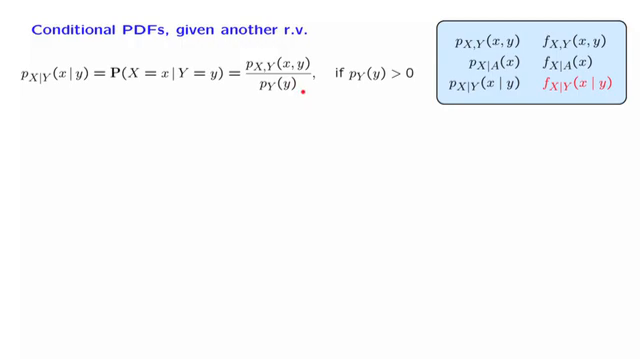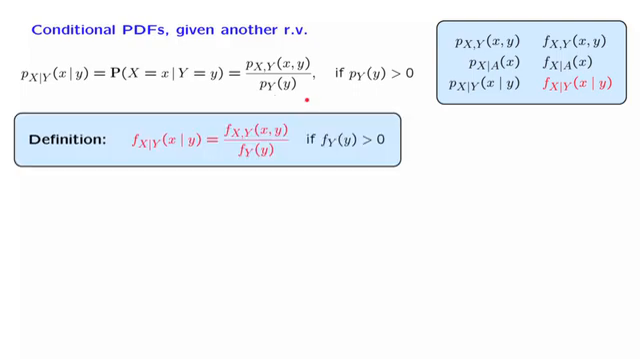of the conditioning event. Unfortunately, in the continuous case, a definition of this form would be problematic because the event that Y takes on a specific value is an event that has zero probability, and we know that we cannot condition on a zero probability event. However, we can take this expression as a guide on how to define a conditional PDF in the continuous case. And this is the definition which just mimics the formula that we have up here. Notice that this conditional PDF defined this way is well defined as long as the denominator is a positive quantity.